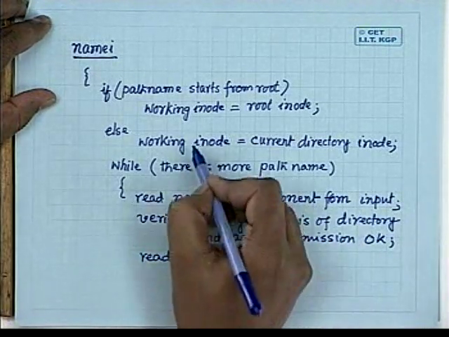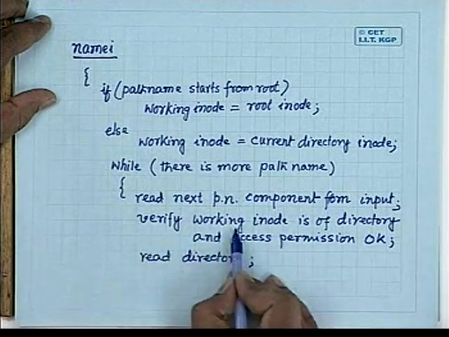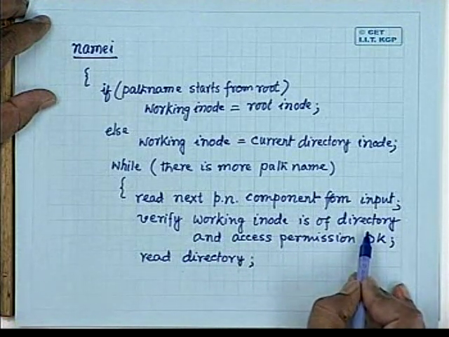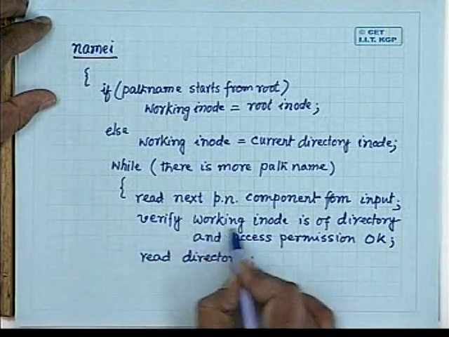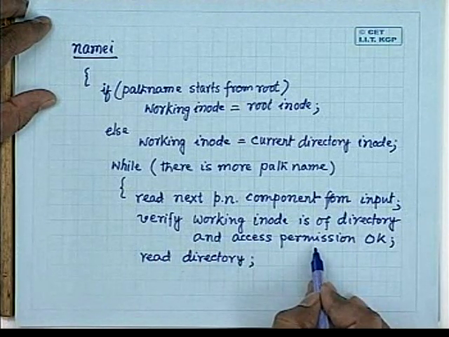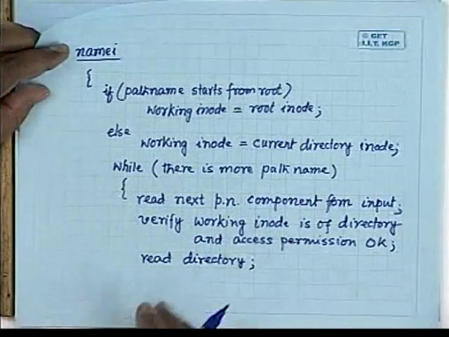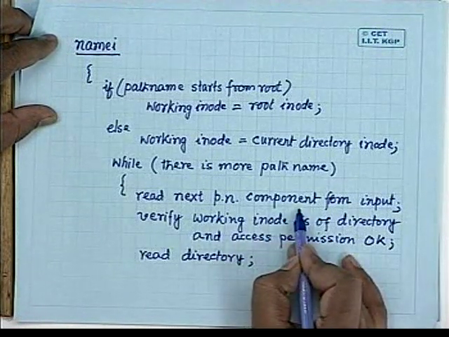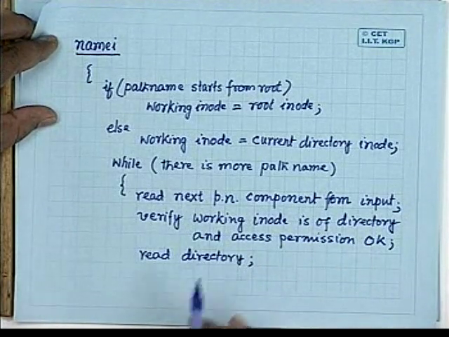Then we have to verify that this working inode, under which we have to look for this component, is the inode of a directory or not. If it is not a directory, then under that there cannot be any other subdirectory or any other file name. So obviously there has to be an error. So if this is a working directory and if you have the required access permission on the directory, then only I can read the directory. Once I read the directory, then I have to search for this pathname component which has been read from the input stream within this working directory, within this directory which has been read.